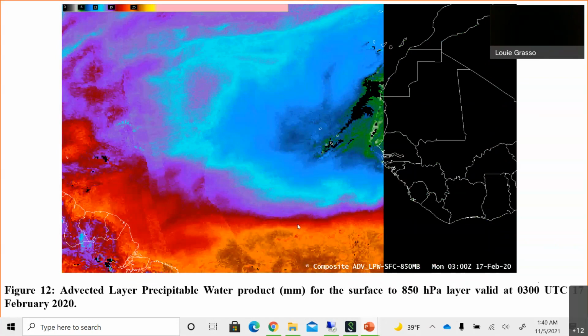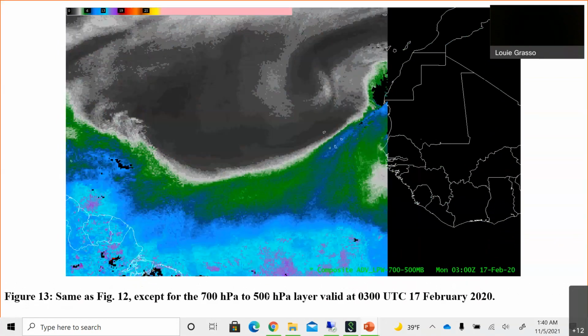So now at a later time, at 03Z, we have the advective precipitable water, which is a microwave product. And so here, this is dry air and then moist air moving to the south. And this is for the surface to the 850 millibar layer. Similarly, for the 700 to 500 millibar layer, we have dry air to the north associated with the northern dust region and moist air to the south.